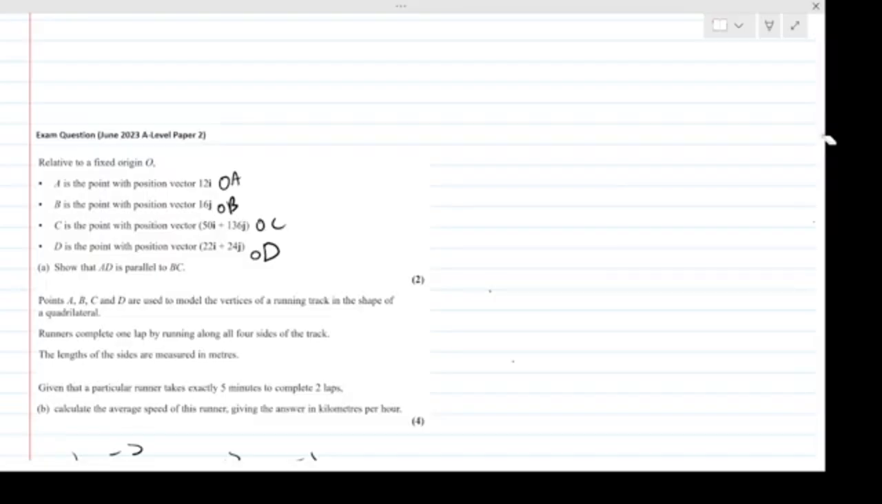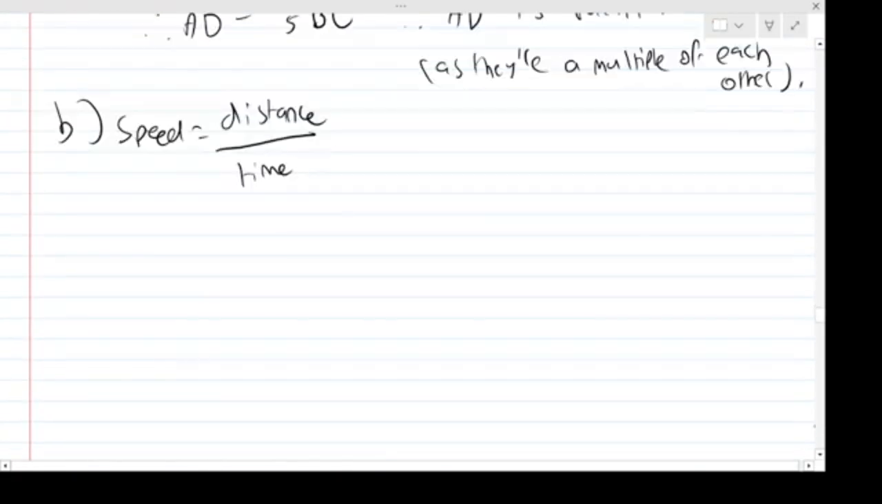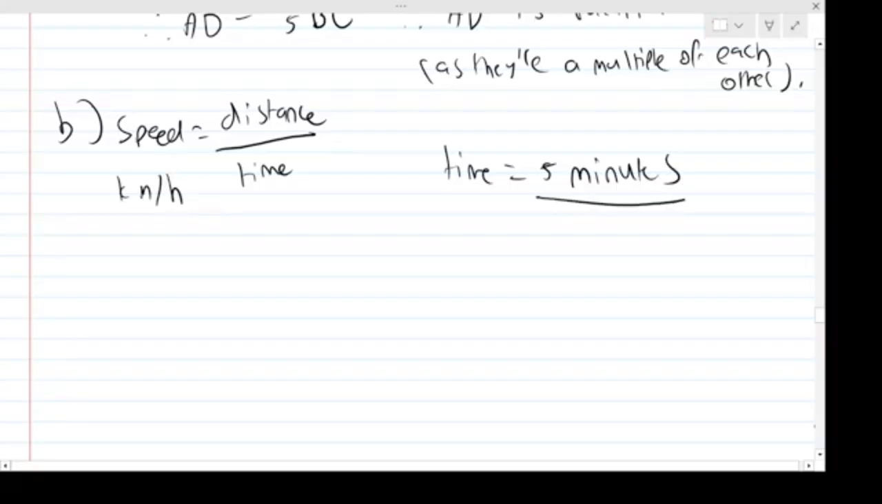Well, the time I can actually work out easily. It says 5 minutes for 2 laps. But the speed is in kilometers per hour, right? So that means my distance needs to be in kilometers and my time in hours. Well, my time is in 5 minutes. The problem is I need my time in hours. So this needs to go to an hour.